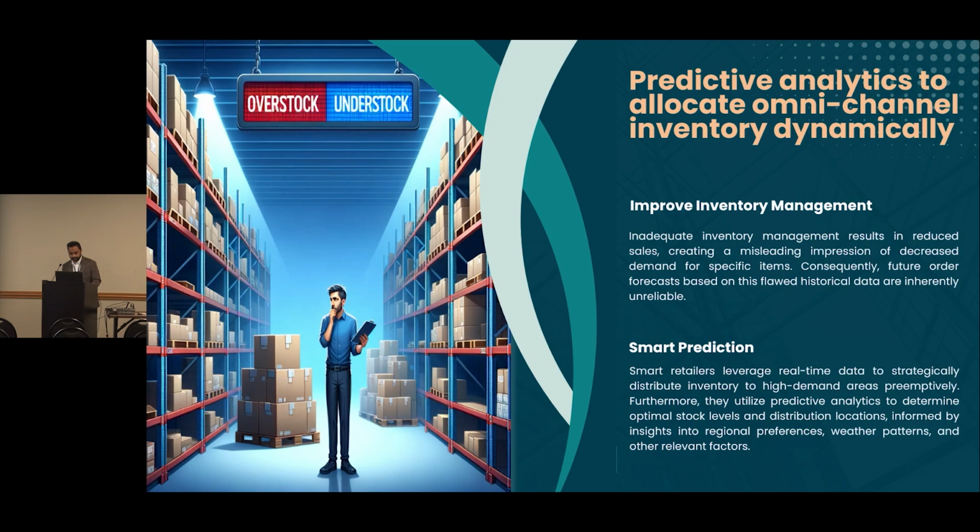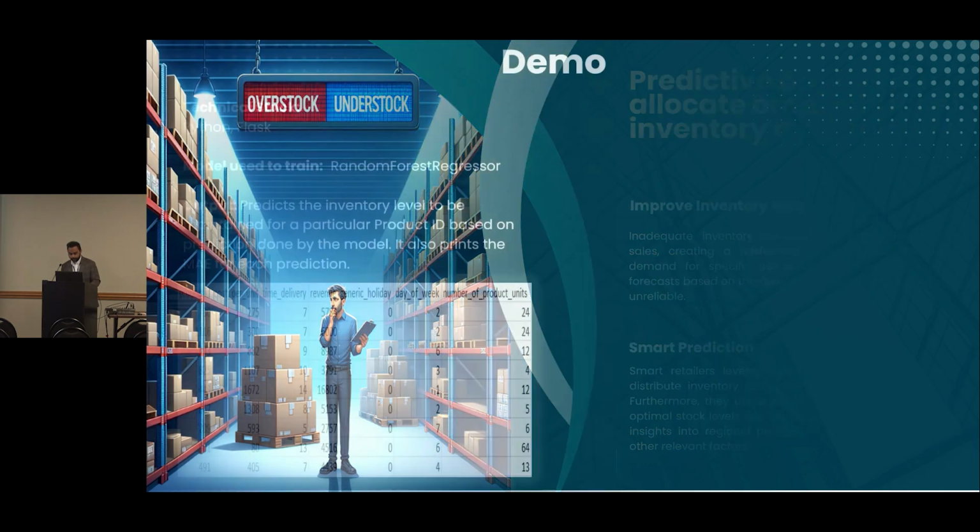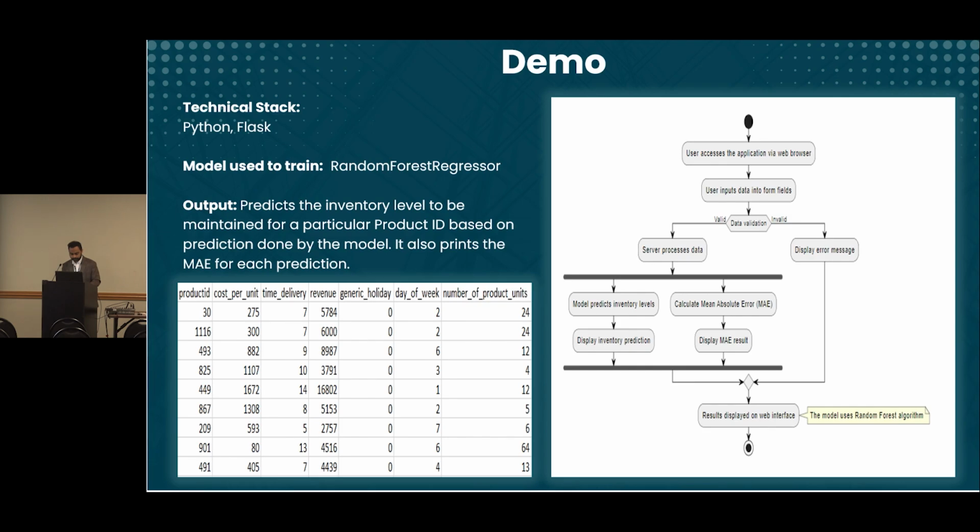So I'm going to use the same data that is in my training data. For example, the product ID 30. I'm going to give the same product ID here, and the product cost as 275, product revenue as 5784. And the day of the week was Tuesday, I believe. So 1 for Monday, 2 for Tuesday, and so on and so forth. It was not a holiday, and the expected delivery date, I give it a 7, which is exactly the same as in the training data.